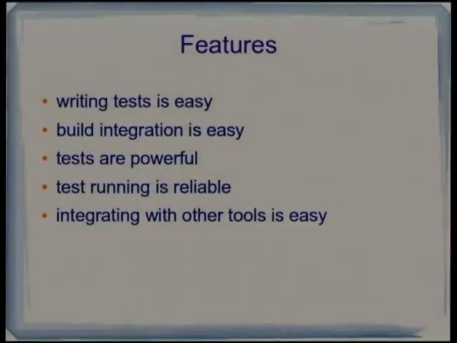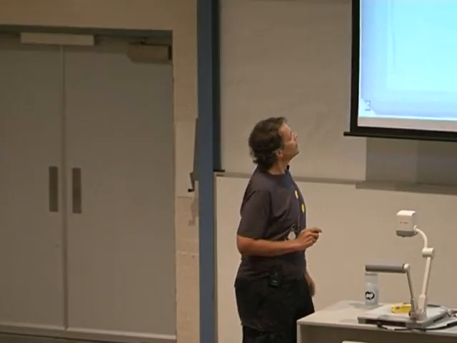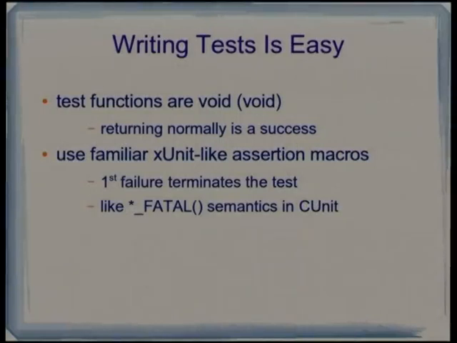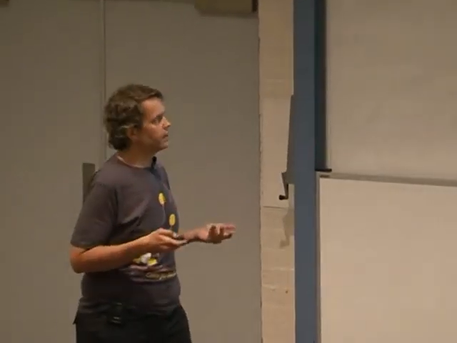So here's what NovaProva does. Its features are: writing tests is easy, building your test programs is easy, tests are powerful, test running is reliable, with several meanings of what reliable means, and integrating with other tools is easy. So, writing tests is easy. A test function is just a function. It takes no arguments, it returns no value. If it returns at all, it succeeded. All failure modes are failures to return. That's because in C, a lot of your failure modes turn out to be failures to return, like SEGV. So you actually need to be able to deal with that anyway, so why return a value?